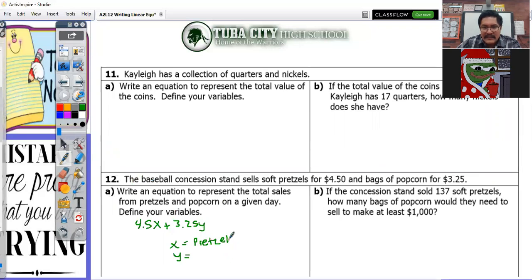Pretzels, how do you spell it? And this one is, close enough. And that will be the C, which will be the total sales of the day. C is total.